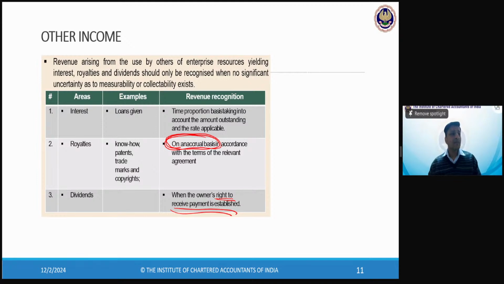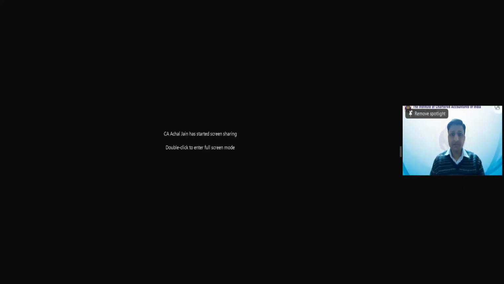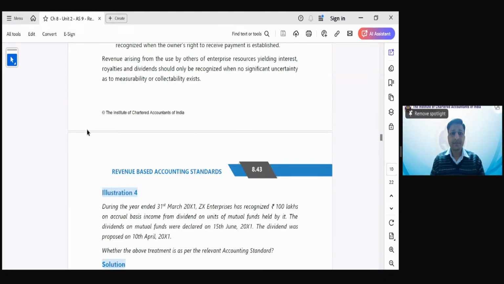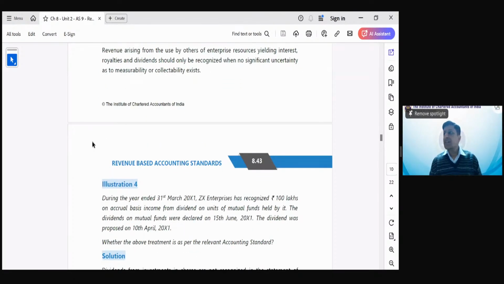Okay, now we can look at some examples around some of these aspects as well. All right, so now moving further. Let's look at illustration 4. During the year ended 31st March X1, ZX Enterprises has recognized rupees 100 lakhs on accrual basis, which is the income from dividend on units of mutual fund held by it.